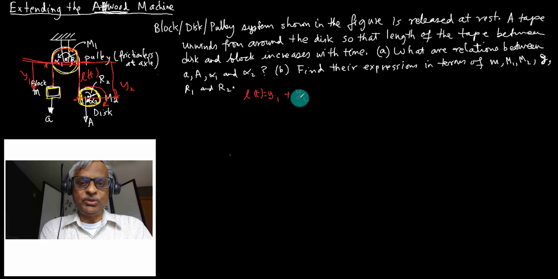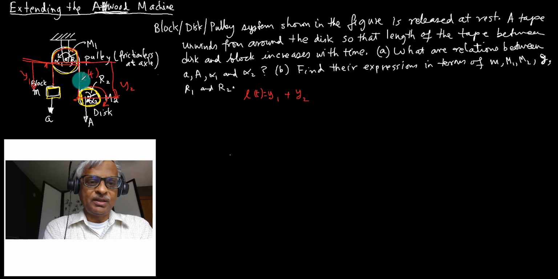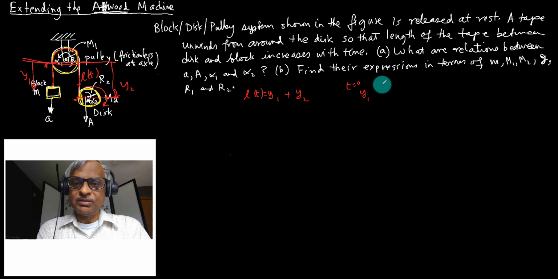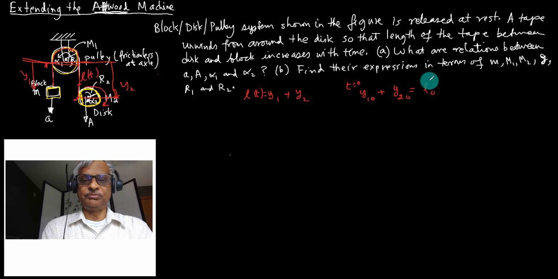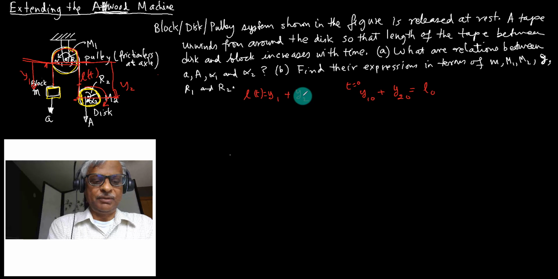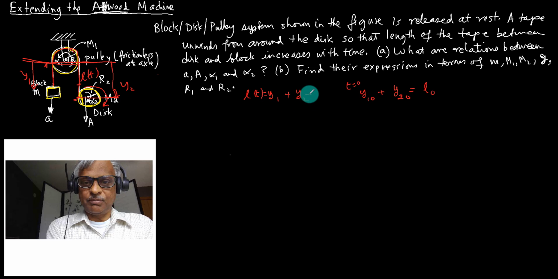But if you look at y2, then at time 0, say you had y1 at 0 plus y2 at 0 equal to some L0. So if I look at it, I will have a L. I kind of forgot that pi times r1. So I'll put this.